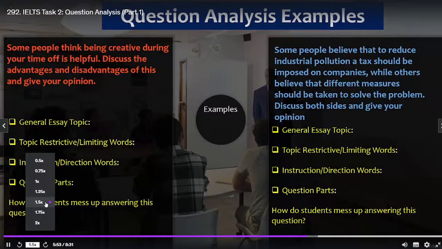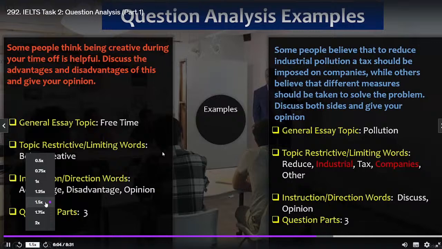So this is what a proper analysis would look like. For the first question, the general essay topic is free time. What do you do during free time? The restriction: being creative. The instruction or direction words are advantage, disadvantage, opinion. This has three parts. For our second question, the general topic is pollution. That's the macro topic. Now we have our restricting language about pollution. We're talking about reduction, industrial, pollution, tax, companies, and other solutions, other measures. Our instruction or direction words are discuss both sides and opinion. Again, three parts.